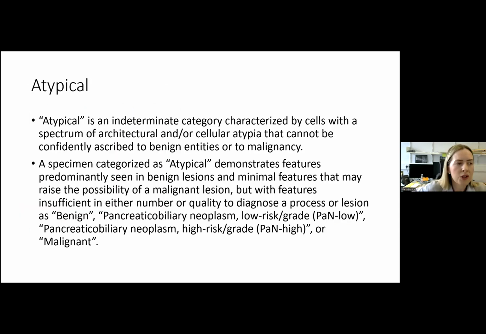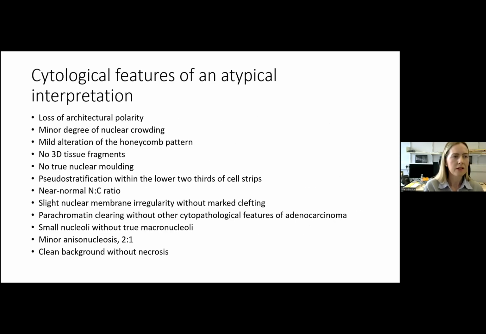So when we move on to the atypical category, this is essentially an indeterminate category, and it's characterized by cells that have a spectrum of architectural or cellular atypia that can't be ascribed to a benign category or malignancy. But by and large, it favors a reactive process rather than a neoplastic process. These are the sort of cytological features that, if you were to see them on direct smears or biliary brushings, would give an indication of it being atypical.